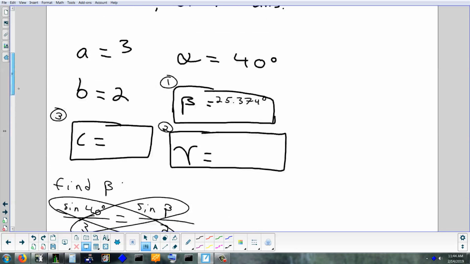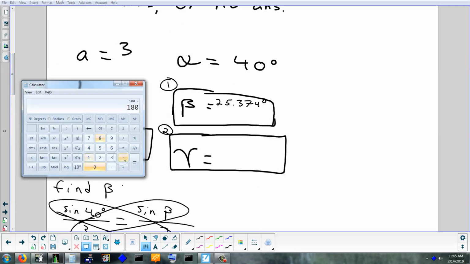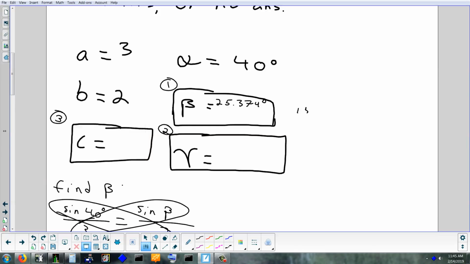So what do I do with 25.374 to get the second answer? Yeah? Subtract it from 180. So 180 minus 25.374. I'm not going to write that answer in the box yet. I'm going to put it off to the side. 154.626. I'm going to put a question mark. So that's the second answer if it works. Now remember, we're working with a triangle. So what do we know about all the angles in a triangle? They have to all add up to 180.